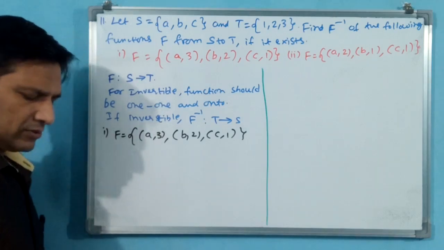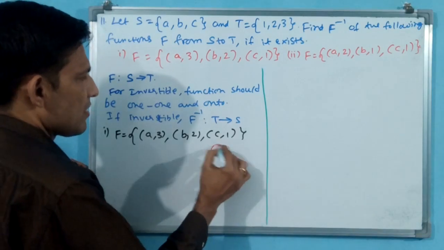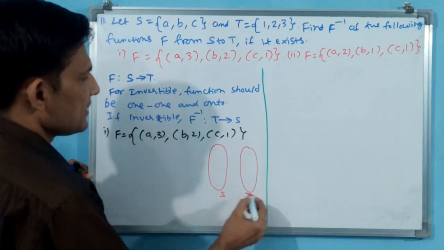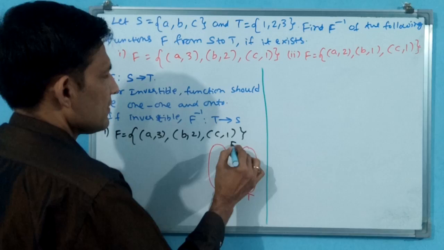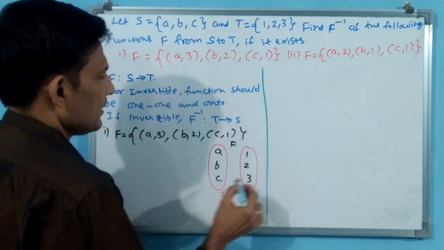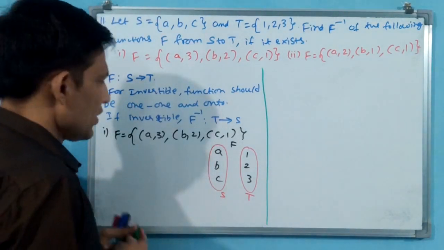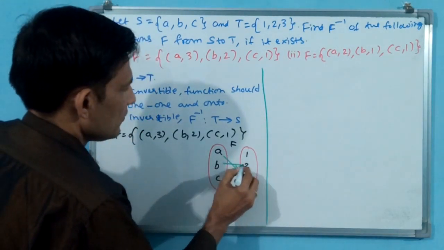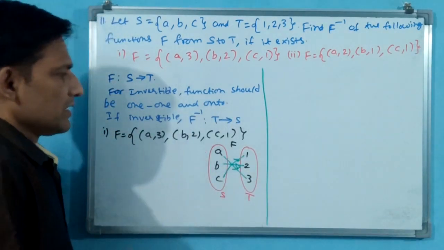Or else you can draw the arrow diagram. That is not a bad thing. You write S, you write T. Now you write the function F, with A, B, C here and 1, 2, 3 there. Now you see the connections, how they have given them. A to 3, B to 2, C to 1.